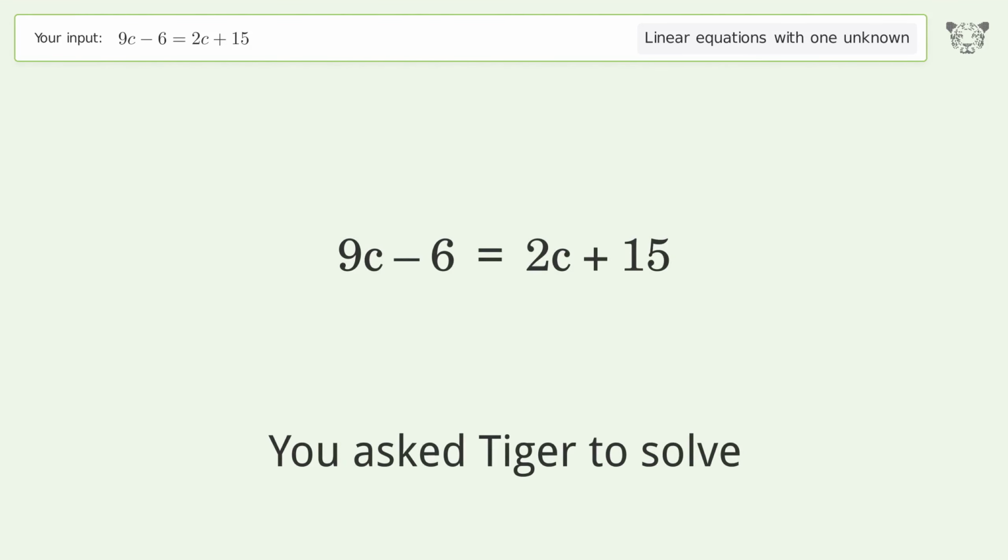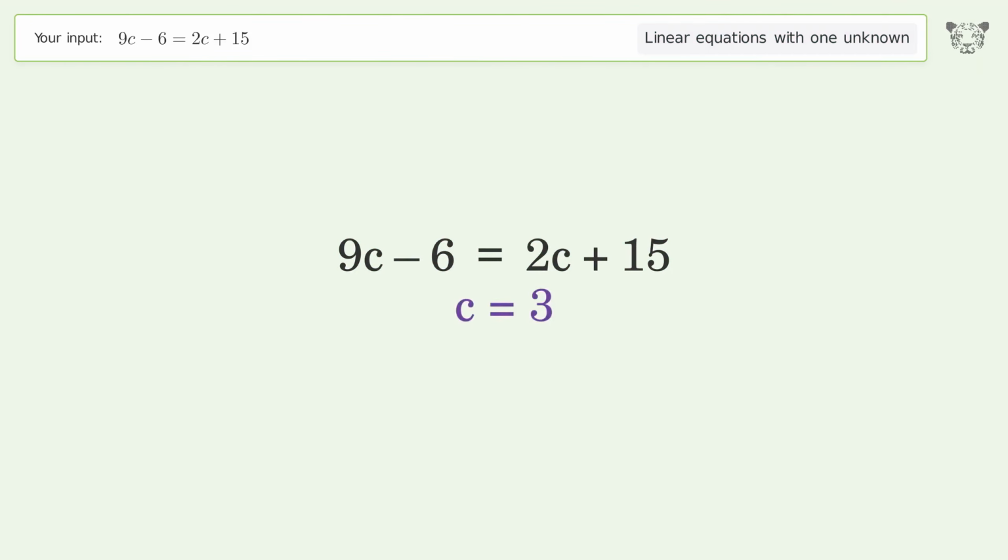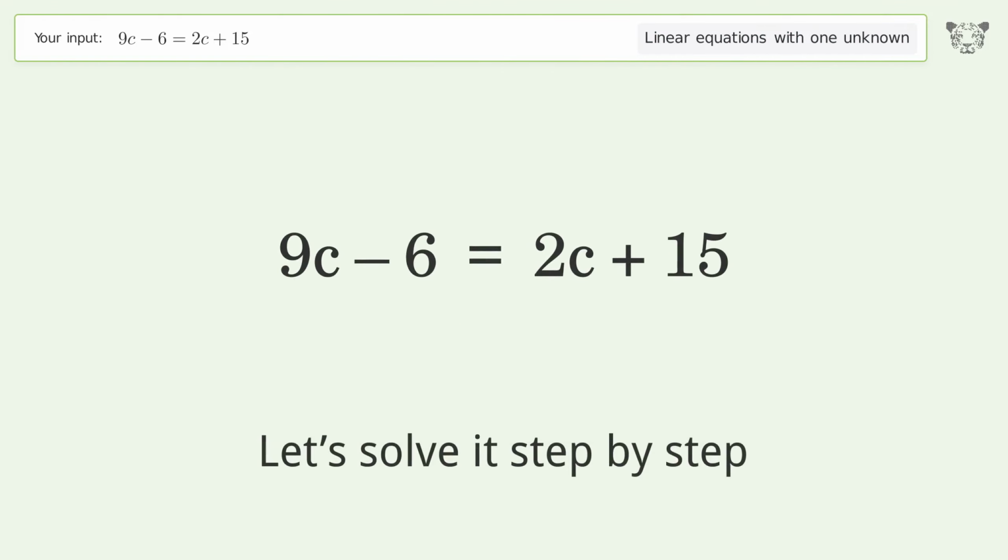You ask Tiger to solve. This deals with linear equations with one unknown. The final result is c equals 3. Let's solve it step by step.